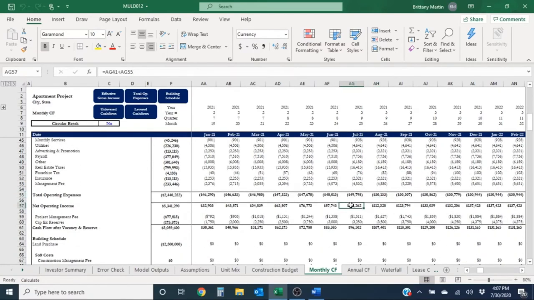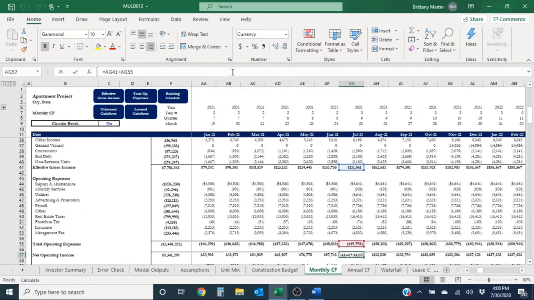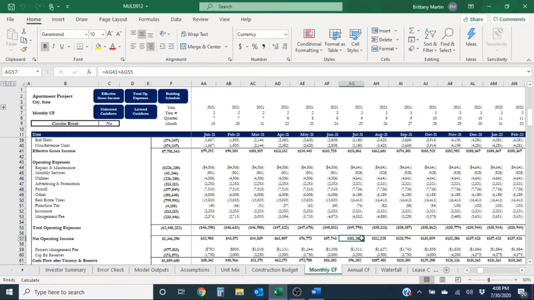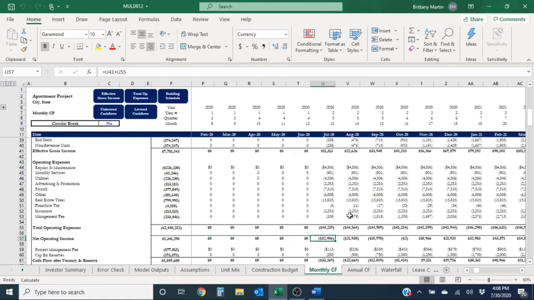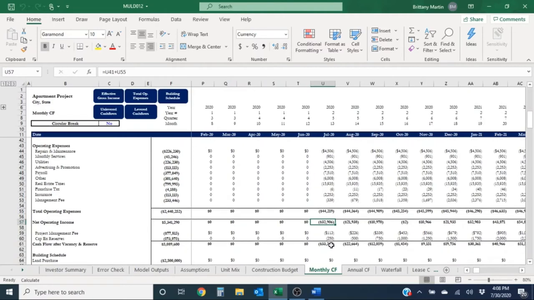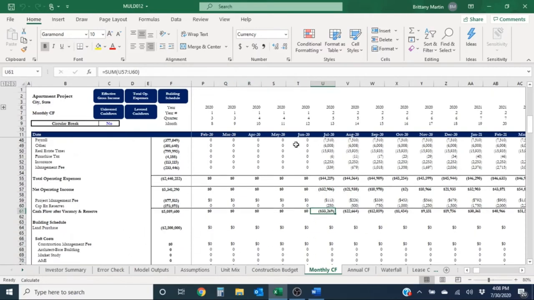So then we take our revenues and our effective gross income here, and we add together the operating expenses, which is negative here, and that gets us to our net operating income. But we're talking about the cash flow after vacancy and reserves today. NOI is obviously a huge part of this, but we do need to factor in the project management fee and CapEx reserves into this calc.